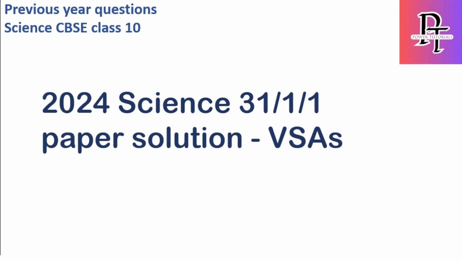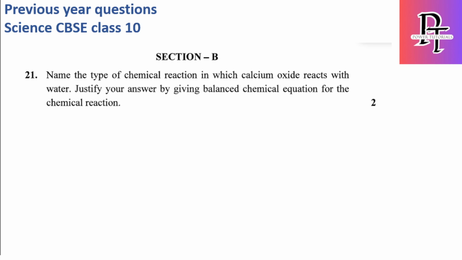So let's start with section B questions, that is very short answer questions. Section B contains 6 questions, that is from 21 to 26, and each carries 2 marks. So let's solve the first one. Name the type of chemical reaction in which calcium oxide reacts with water. Justify your answer by giving balanced chemical equation for the chemical reaction.